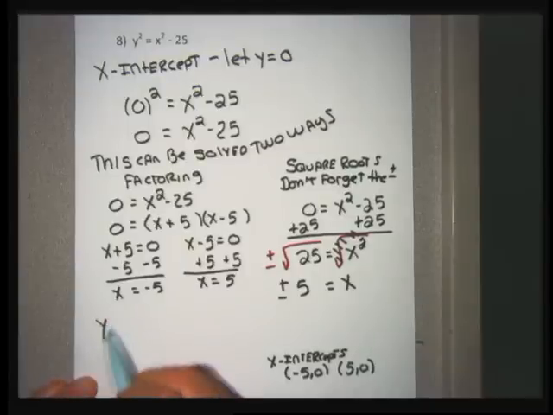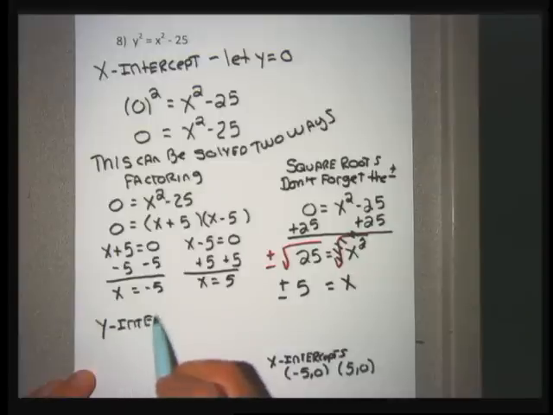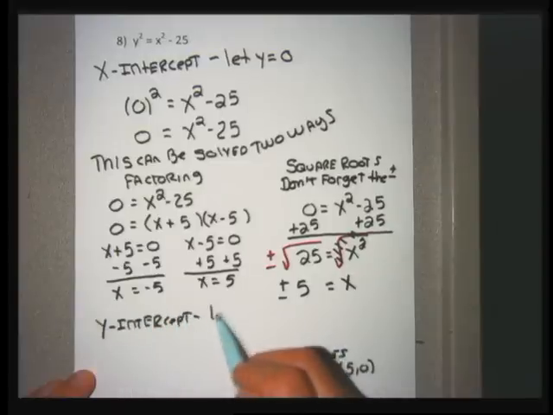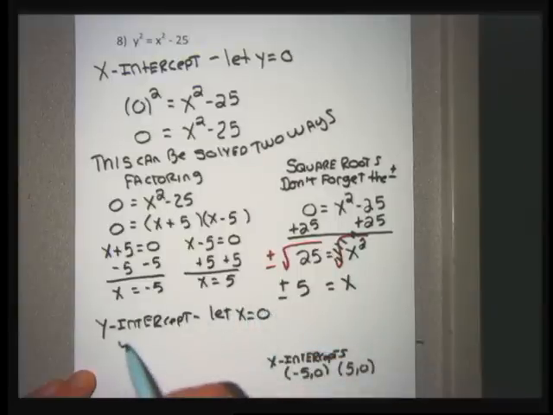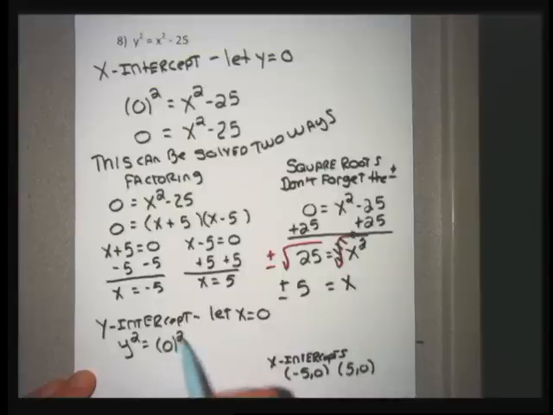The harder part is the y-intercept, because it's in some sense a trick. So I'm going to let x equal to 0. I'm going to go y squared equals 0 squared minus 25. I'm going to get y squared equals minus 25.